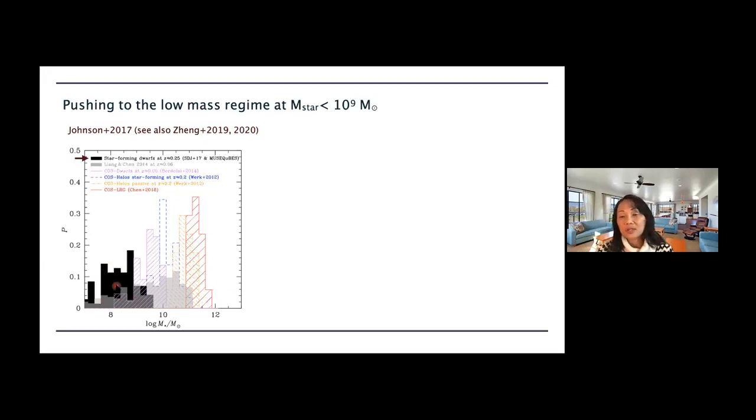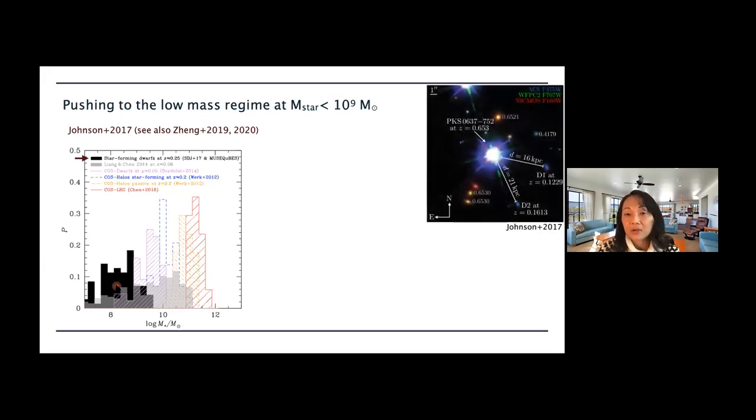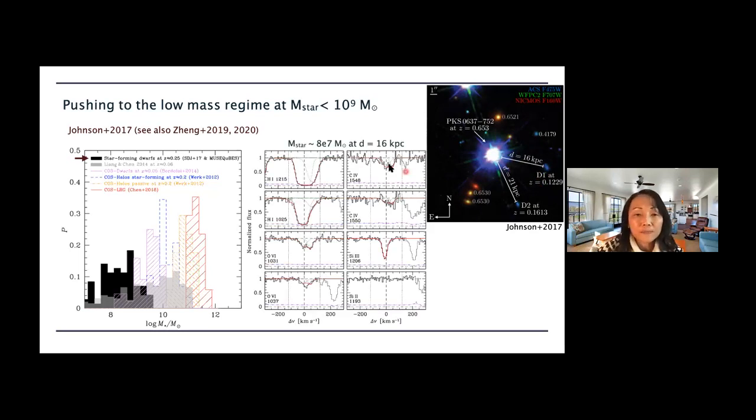And right now we have increased the sample to do a much more statistically representative study. But just to show you what we are talking about here, this is a very fortunate field where we see two such examples. I want to highlight the so-called D1 here, at 16 kpc from the background quasar. From available HST spectra, we see a series of absorption features, including hydrogen, O VI, and other ions.